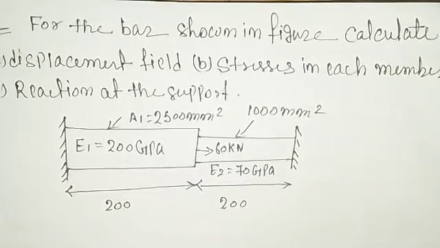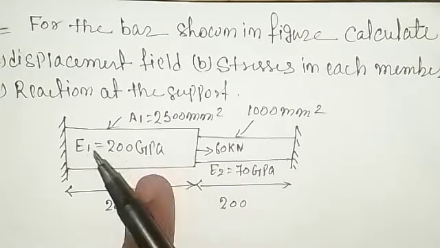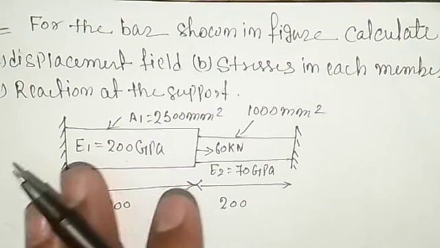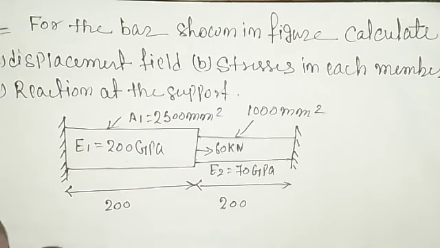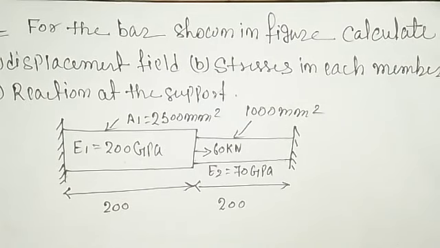Then for each element we will find out the stiffness matrix. For a one-dimensional bar element, the stiffness matrix is K equal to AE by L times [1 -1; -1 1]. After finding the stiffness matrices, we will club them, find the global stiffness, then use the finite element equation, and by the elimination approach we will solve the problem. So let's start. First of all, we'll go for step 1.